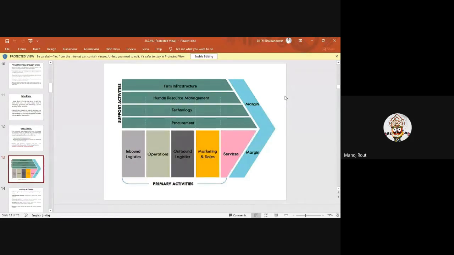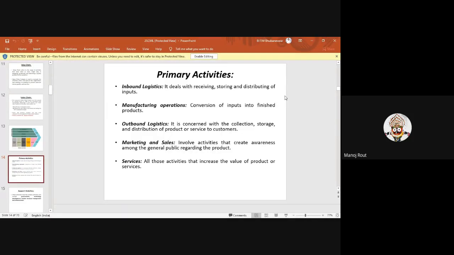This is most important. So Porter has divided the activities into primary activities and supportive activities. Whenever you collaborate all kinds of activities, with the help of value addition, you can maximize your profit. That is the concept. Next we'll discuss the different entities of your primary activities.